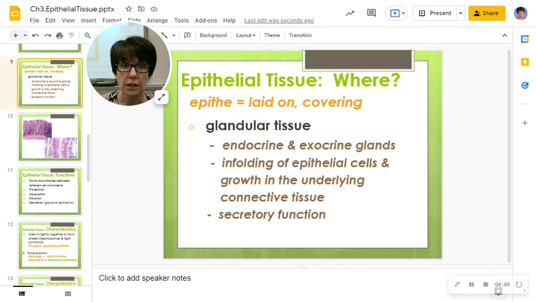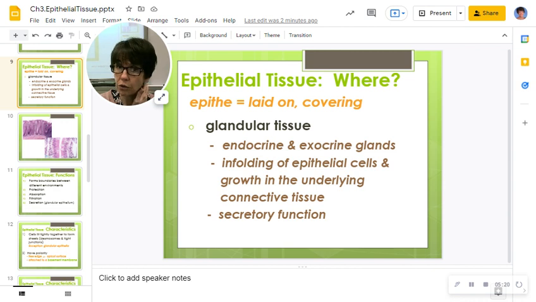So the third kind is the glandular tissue. Not only does the epithelial tissue cover and line the tracts, but also when you have a gland, the glands are also modified epithelial tissue. These are glands that have a secretory function, so they're going to be making something that's going to be put out into a tract or a tube and moved some other place in the body. It could go into the blood as well.